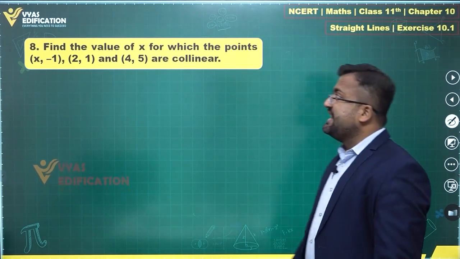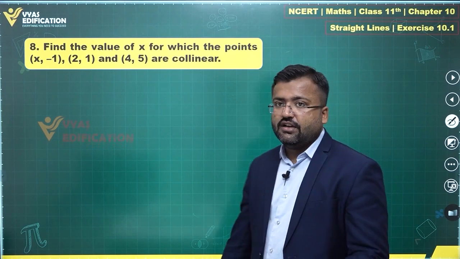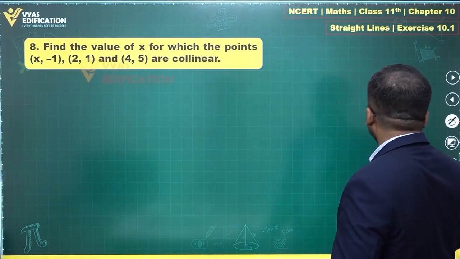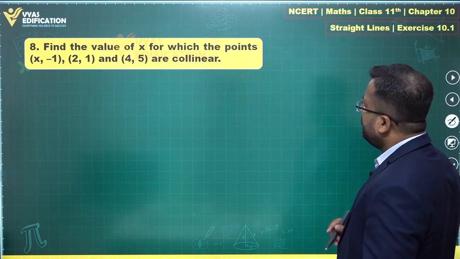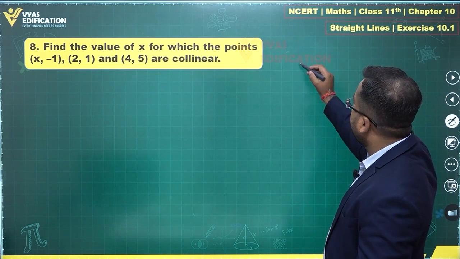The 8th question says, find the value of x for which the points this and this are collinear. Now for collinearity, what are the concepts that you have? Let's take a look at the concepts. For collinearity, you have studied some things before and you can use concepts related to that.